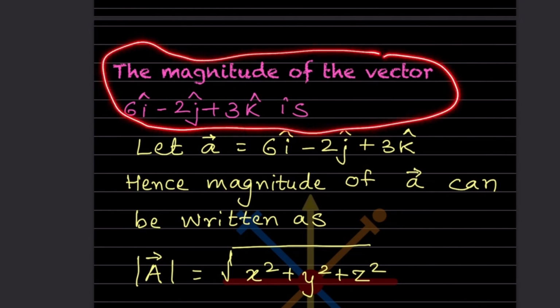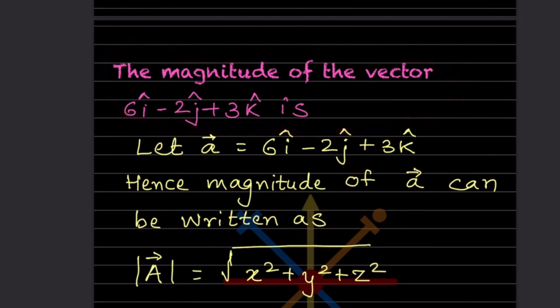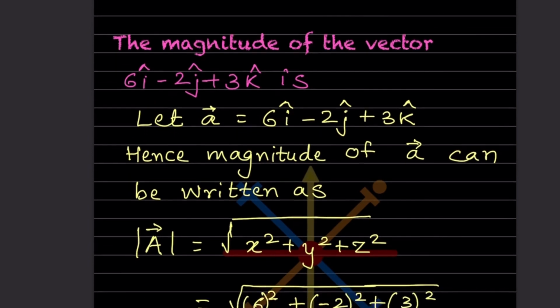The magnitude of the vector 6i minus 2j plus 3k is, so what is this denoted as? This is called the unit vector. So what is it? We have to find the magnitude of it. So now let us consider this small a as 6i minus 2j plus 3k. Hence we can say the magnitude of a can be written as.